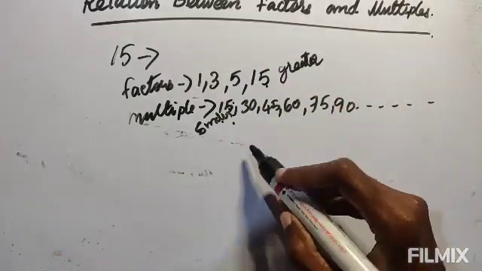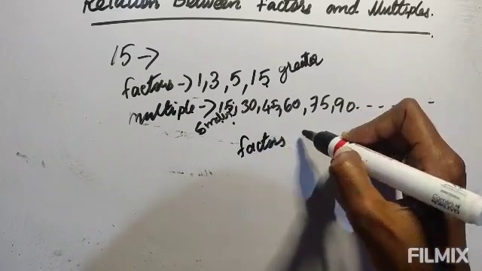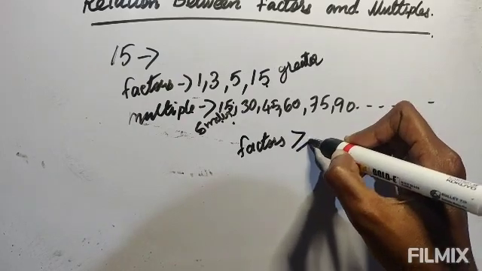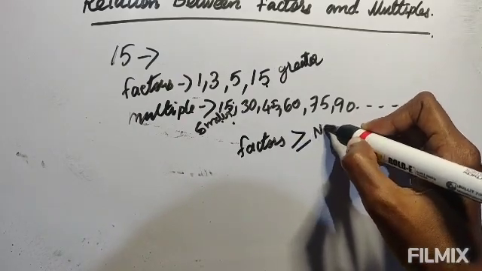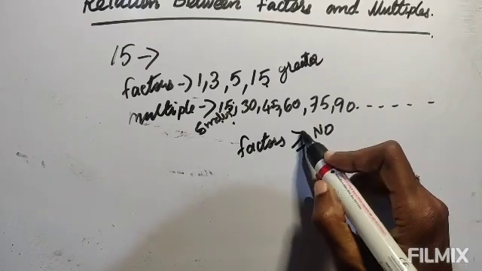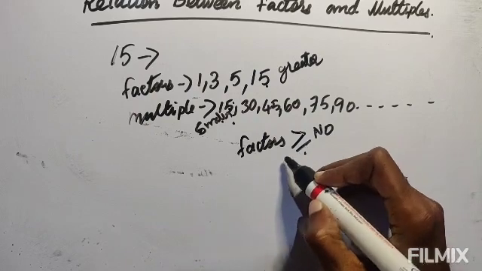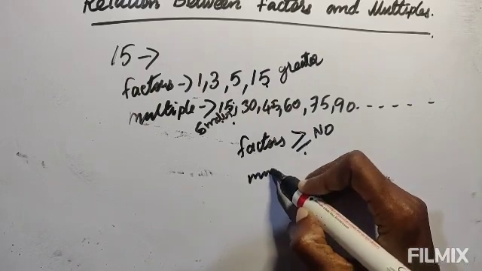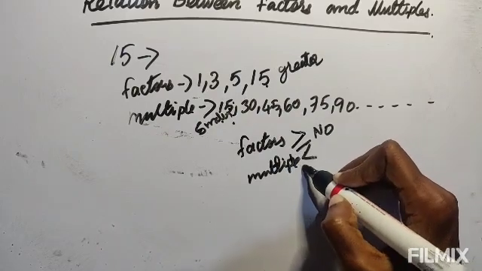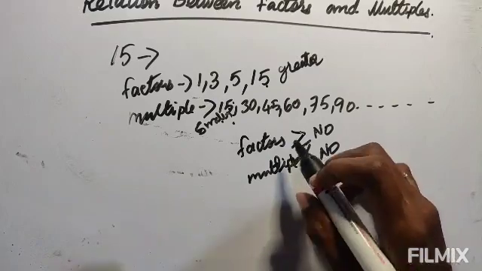And the factors of a number will be smaller than, otherwise equal to the number. This is the number, so the factors will be smaller, otherwise equal. But multiples will be greater than the number, otherwise equal to the number.